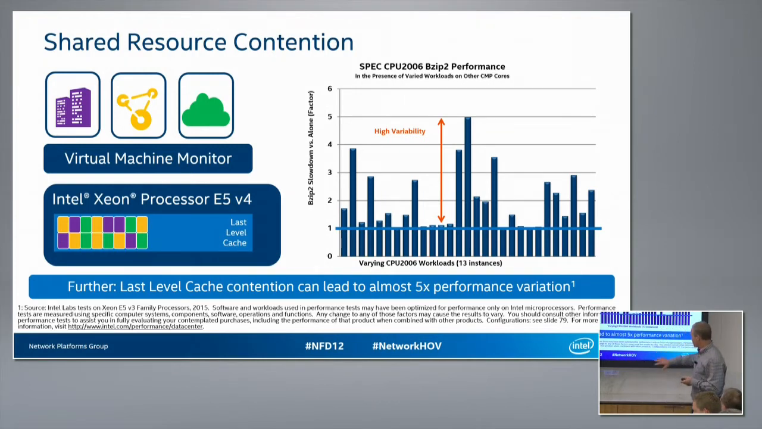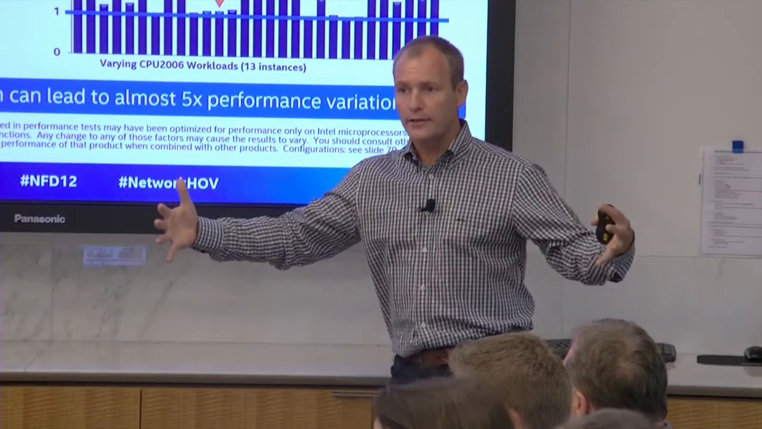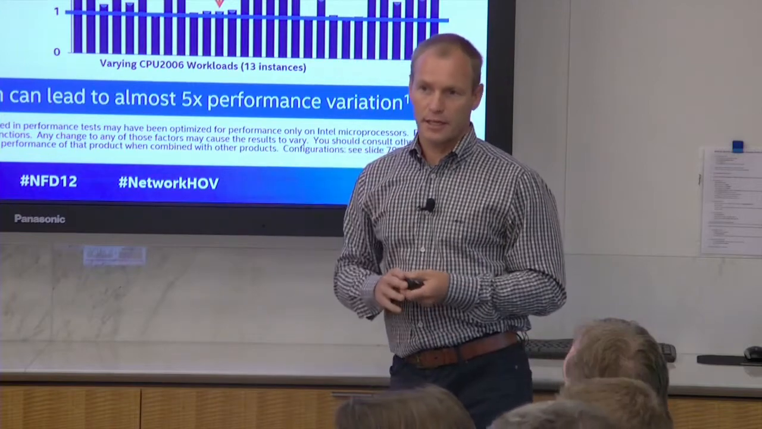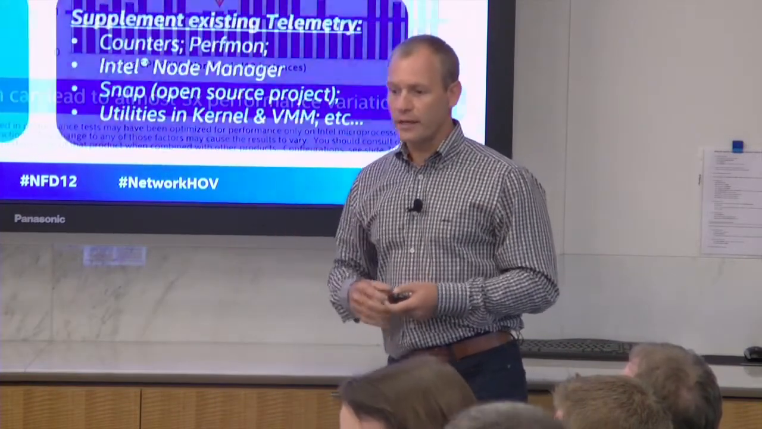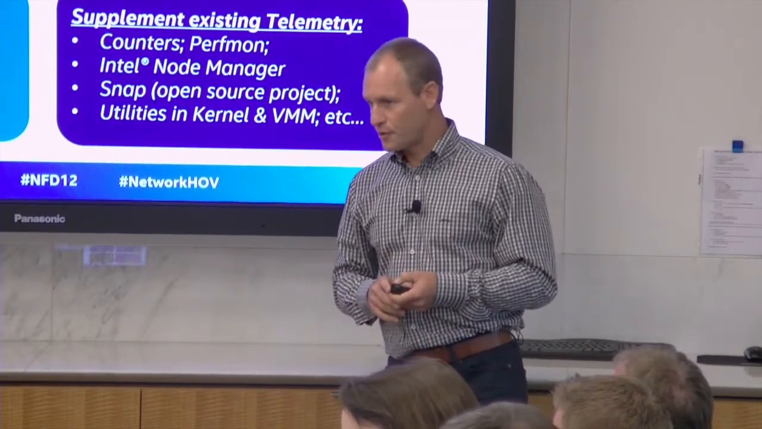So another workload that we looked at was bzip. So a very common compression workload. You can accelerate it. That's all fine. But as soon as you start combining it with a number of other workloads, we actually see huge variance in that performance. So again, a reason why you want to be able to apply some form of quality of service in your platform.